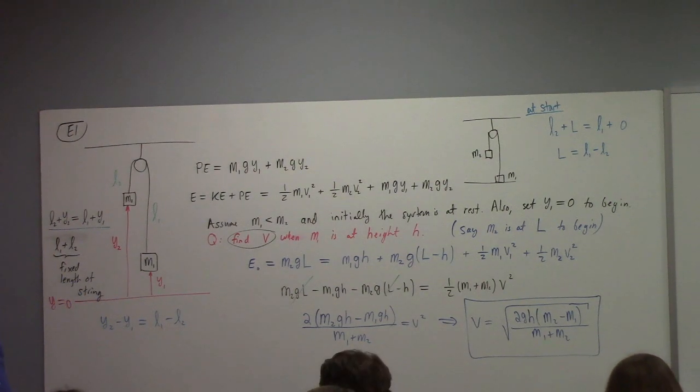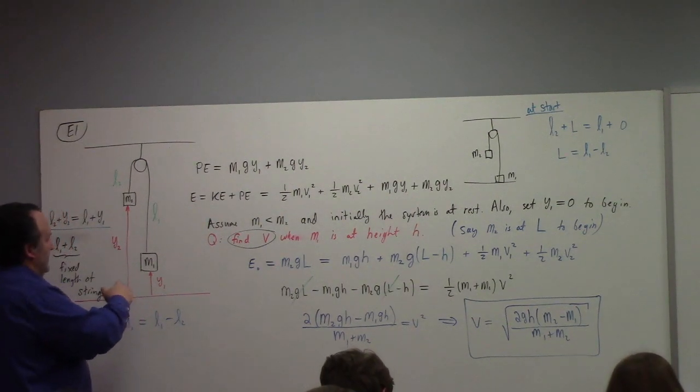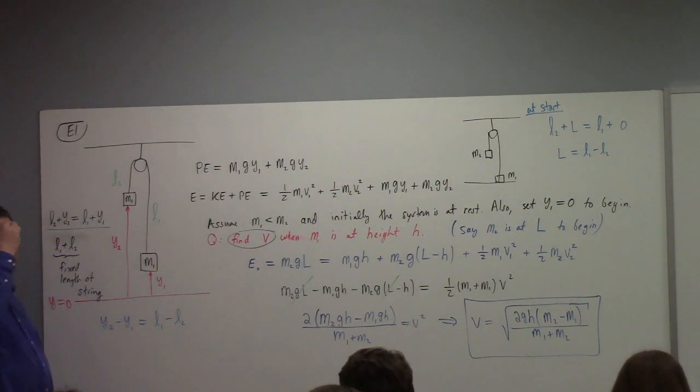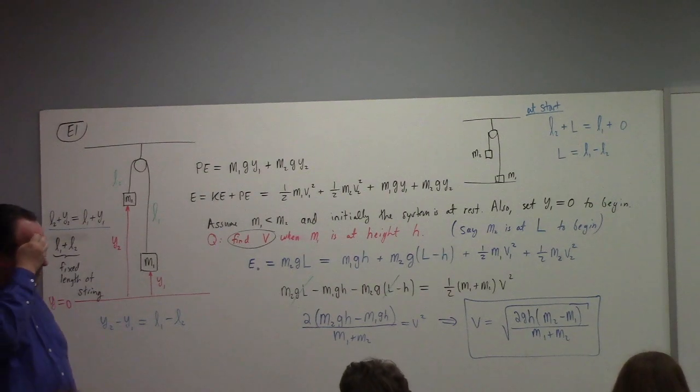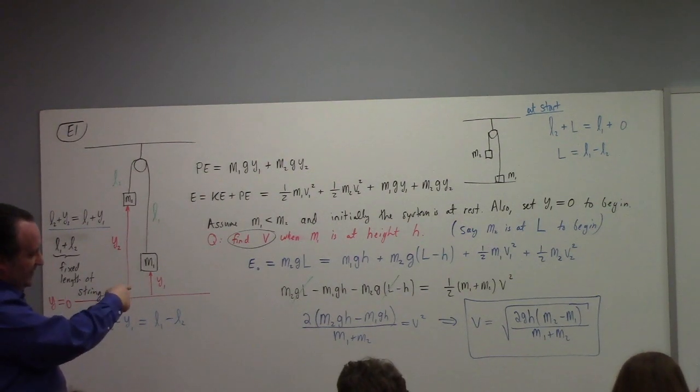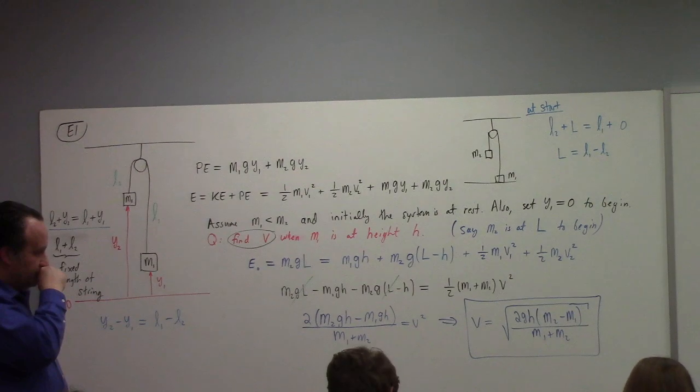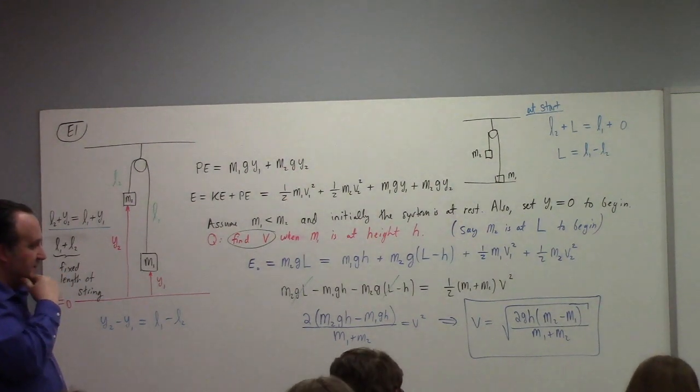I'm sure there's another way you could write the answer, instead of in terms of h, in terms of the final height of M2, right? These things are related, obviously. So that was, I just factored out a g and an h there.